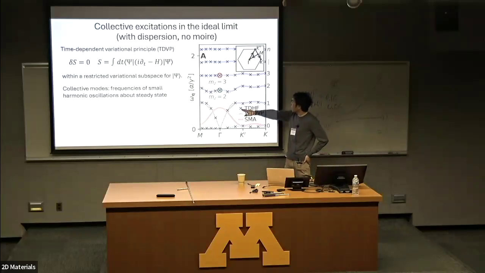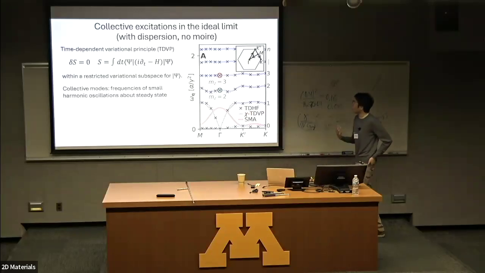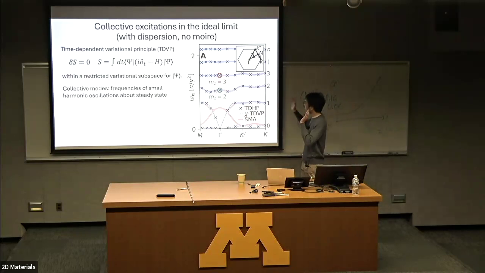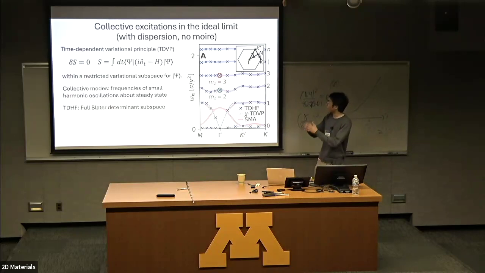The crosses are the result of time-dependent Hartree-Fock done for this ideal limit. So we just take the ideal limit, we add dispersion, and then we do Hartree-Fock and TDHF on top of that, and we get these blue crosses. So this is the time-dependent variational principle in the space of Slater determinants.